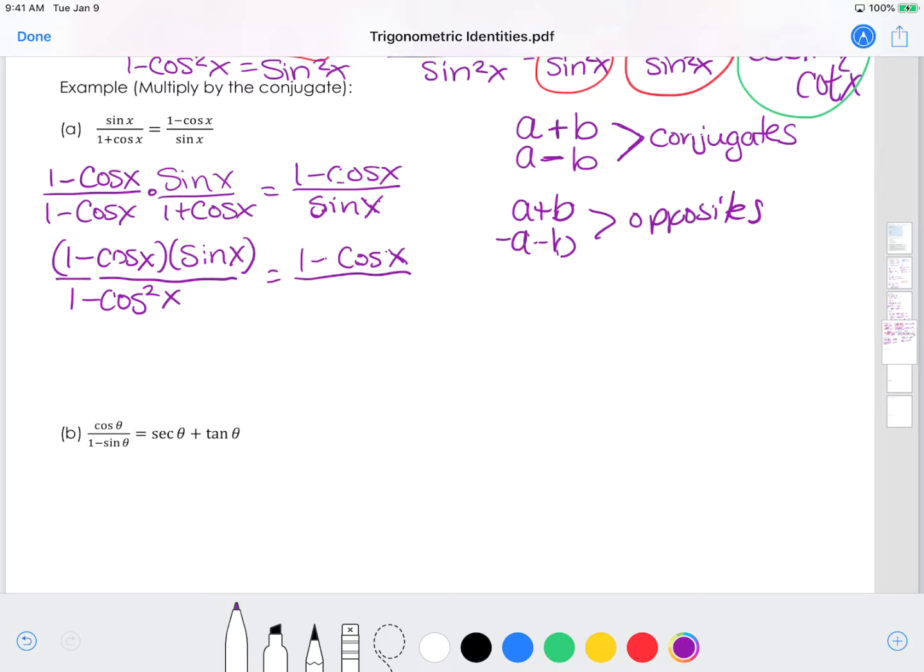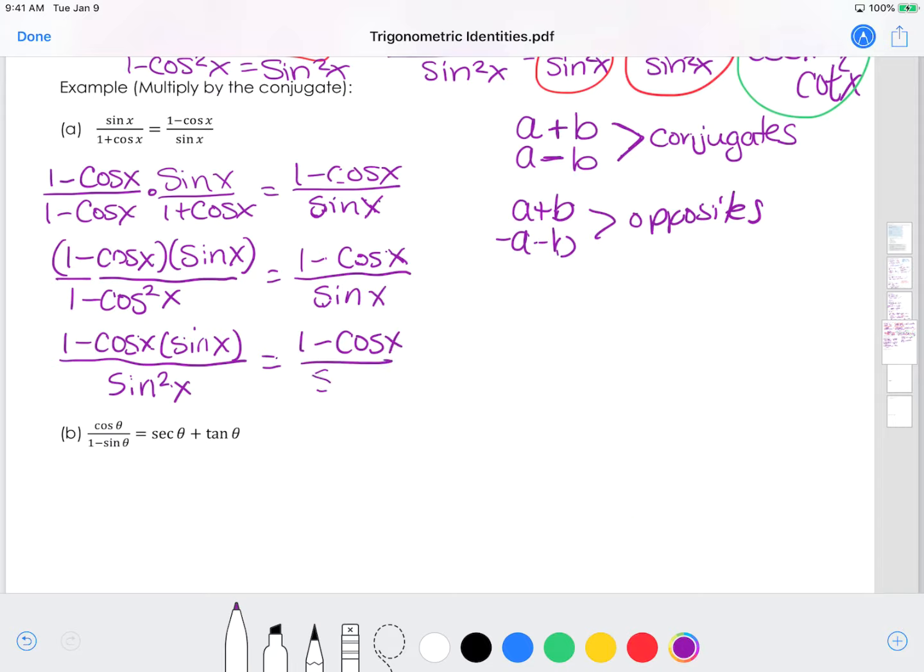And a lot of times the benefit to doing that is because you're putting it in a form where we can use one of the Pythagorean identities. So the 1 minus cosine squared, I can rewrite that as sine squared. That's the Pythagorean identity. So I have 1 minus cosine x times sine x all over 1 minus cosine squared, which is sine squared. And I want to show that that's equal to 1 minus cosine x over sine x.